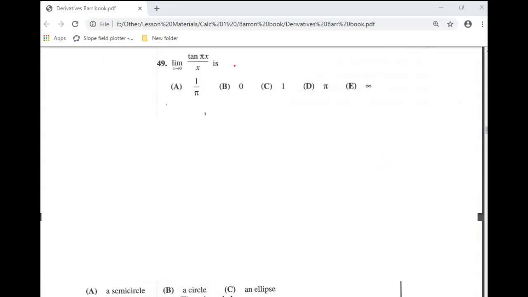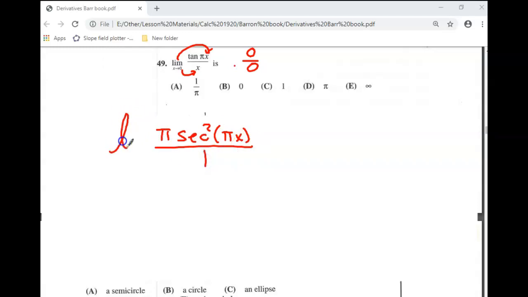Okay. When you plug in 0 for tangent, you get 0. Plug in 0 here, you get 0. We're back to L'Hopital. The derivative of tangent is secant squared, and the derivative of the inside is pi. The derivative of the bottom is 1, and we're going to find now the limit of that.